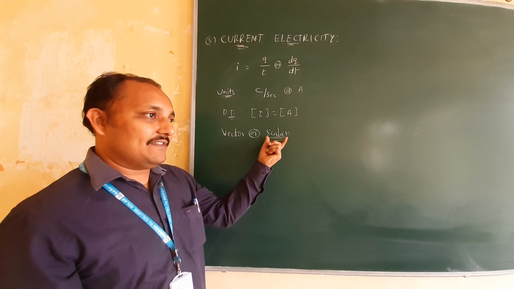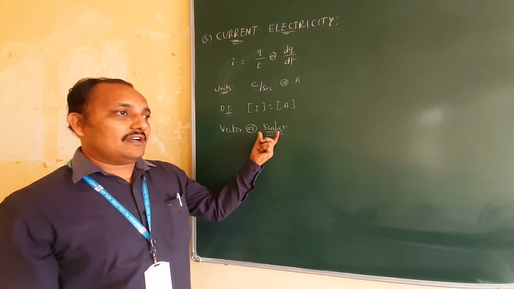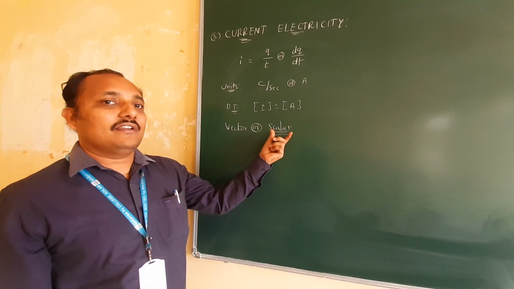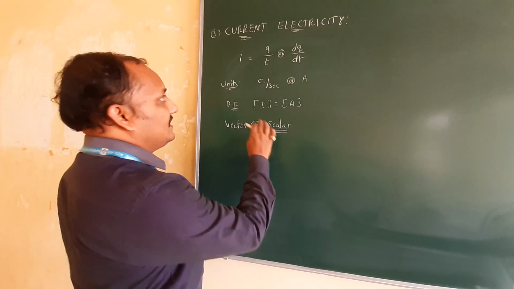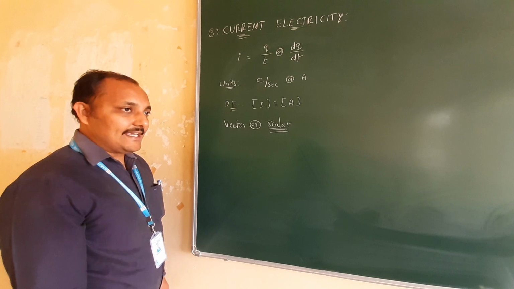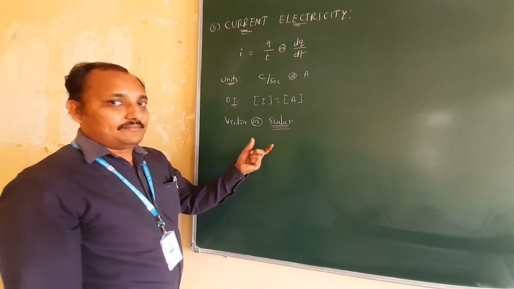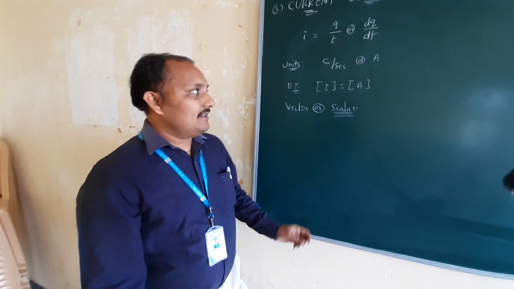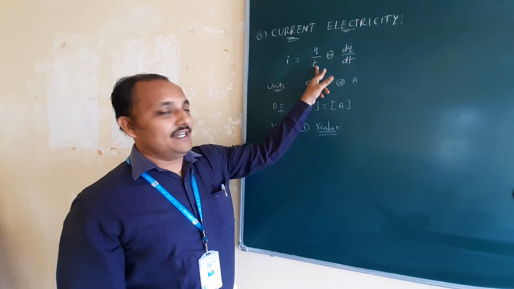Now, what is the direction of the current? We will discuss. But even though direction and magnitude are there, current is a scalar quantity. Why? Because it will not obey vector laws. Okay, this is nothing but scalar. Current is a scalar quantity. Okay. Now we said current is nothing but the flow of charges in unit time.